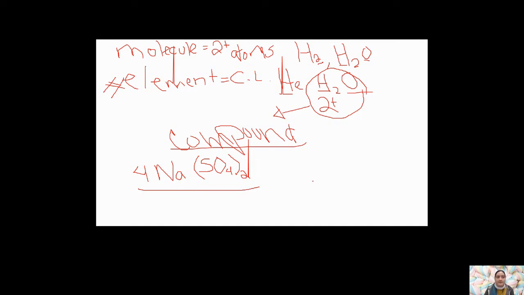So this expression of elements and compounds is going to guide us to how many atoms of each element we have. So Na is sodium, so we write that one down.